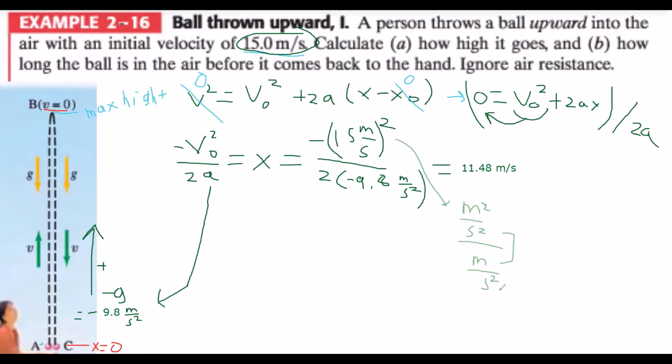I like to do this little thing. Squared, second squared. The seconds are going to cancel out, and then one of these meters is going to disappear. It's going to leave you with meters, which is what you expect because it's distance. Does that make sense?